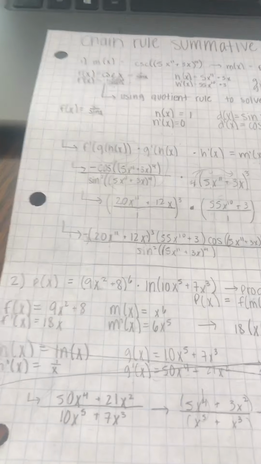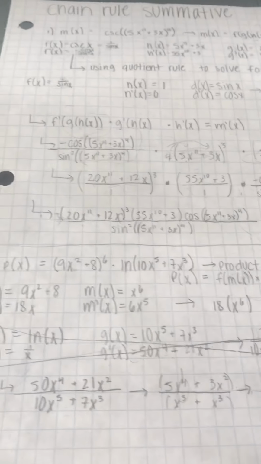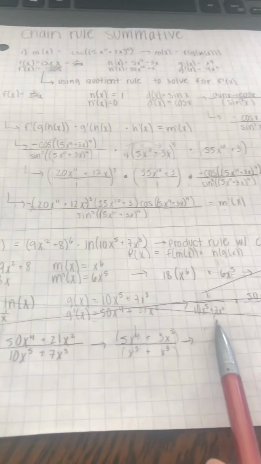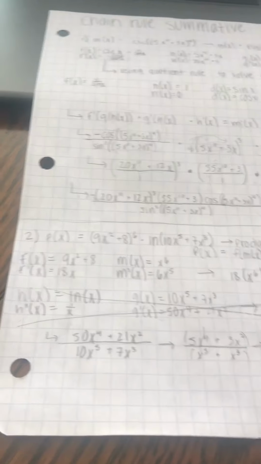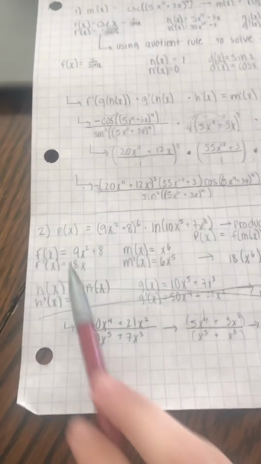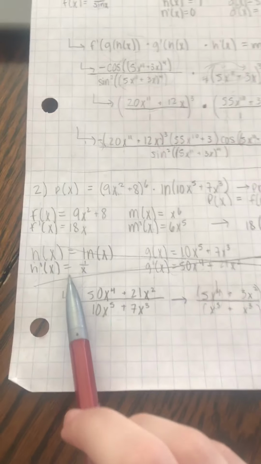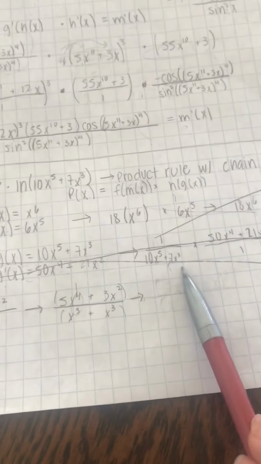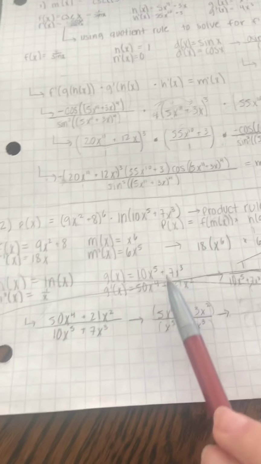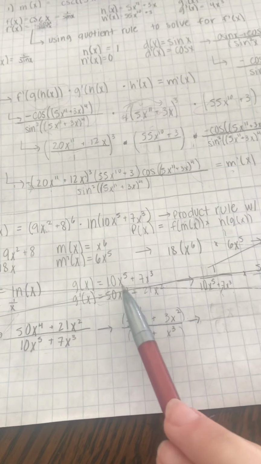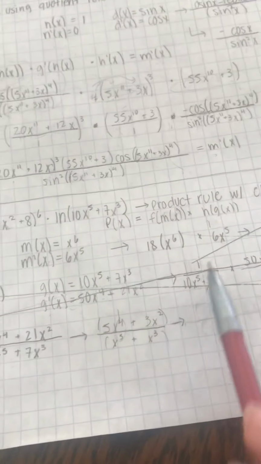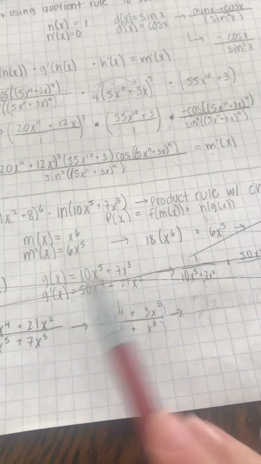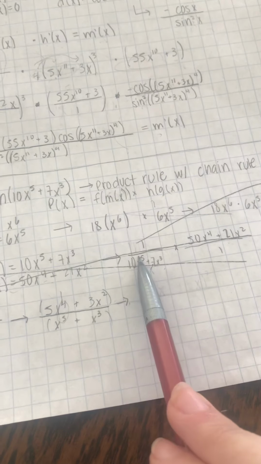Once I get that, I'm going to put it in the chain rule, which is f prime of g of x, because this is just a simple chain rule. My original f prime is actually h prime for this kind of problem. It's 1 over x. So I'm going to do 1 over g of x, which is 10x to the power of 5 plus 7x to the power of 3, because I'm plugging it in for x here. And then I'm going to multiply by g prime of x, and I'm going to put it over 1 so I can simplify into one fraction.